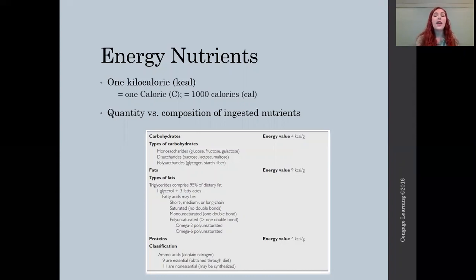Both the quantity and the composition of ingested nutrients influence the balance of energy within the body. So as dietitians, it's important that we look at not only the amount of food that an individual is eating, but also the type of food that they are consistently consuming in their diet.